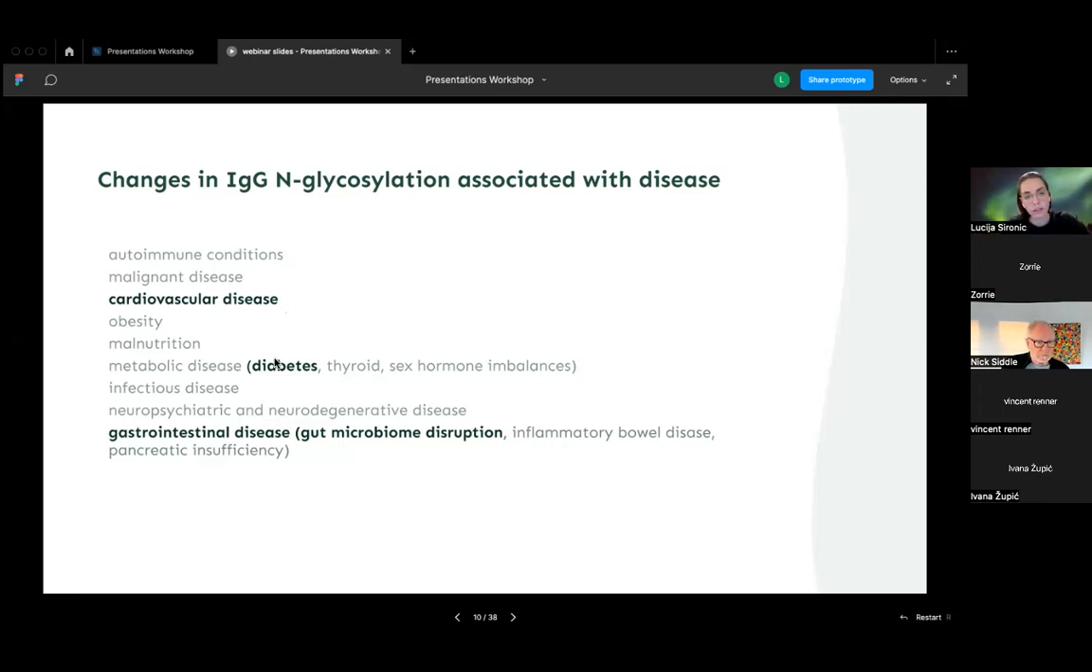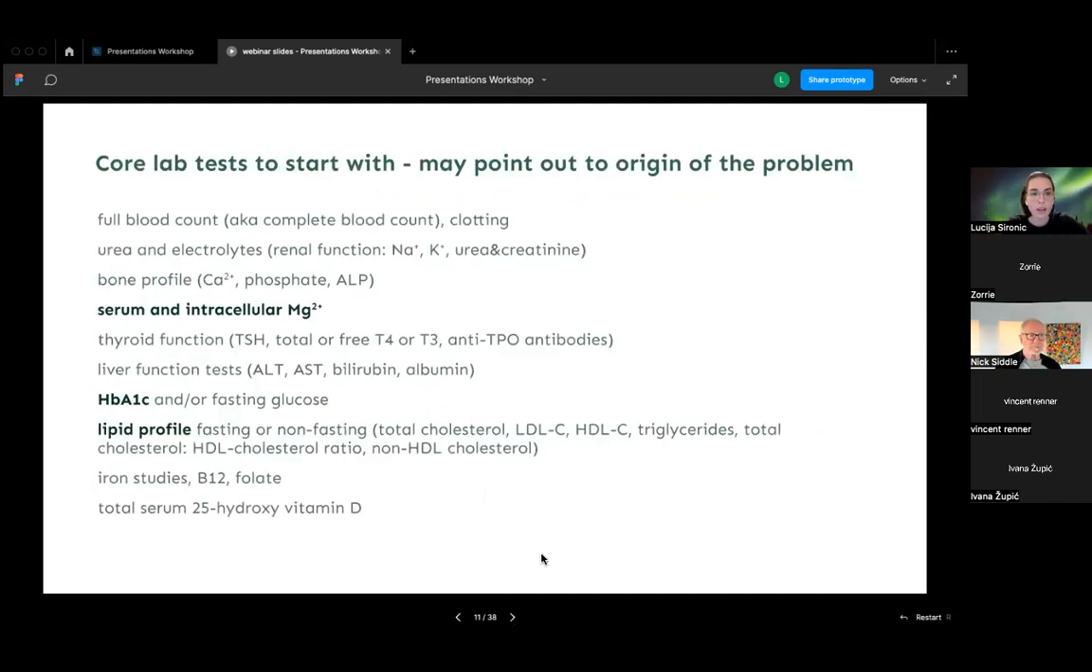And at the very end of the webinar, I'll mention something about the gut microbiome disruption and how that might relate to a higher GlycanAge. So the core lab tests that would be useful to start with, and which may point to the origin of the issue, are the ones listed in front of you.